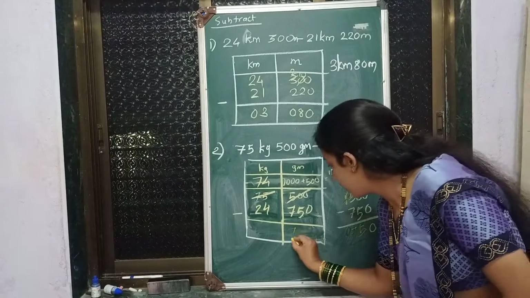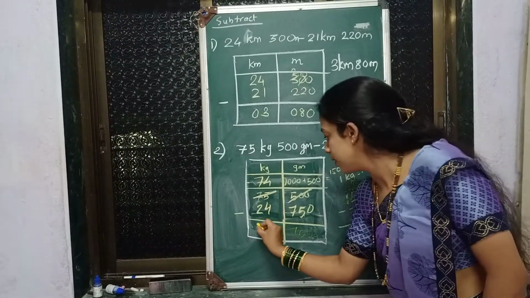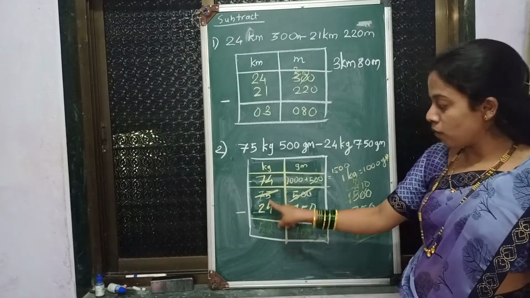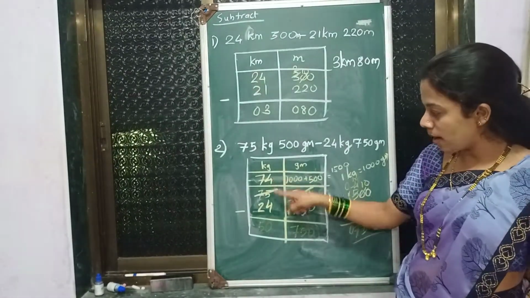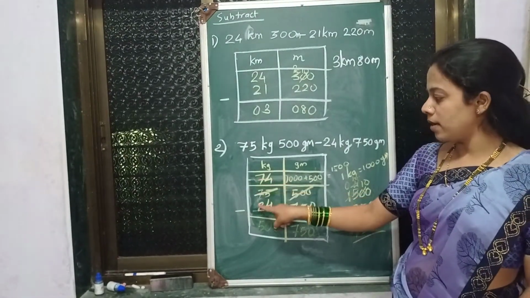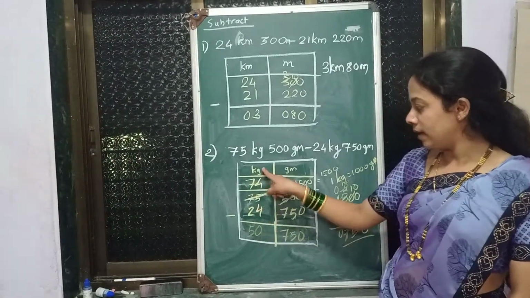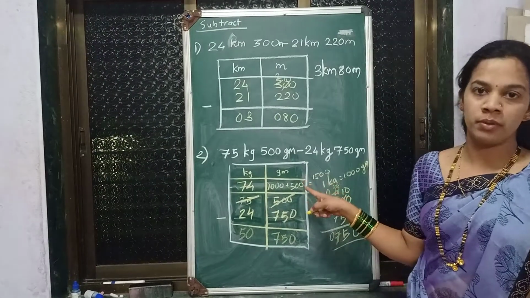So this 750 came over here. And 74 minus 24 is 50. So 4 minus 4 is 0. We are not going to take 75 now. We are going to subtract from the 74. 74. 4 minus 4 is 0. 7 minus 2 is 5. So this is your answer. That is 50 kg 750 grams. Okay. We will see one more question based on this.